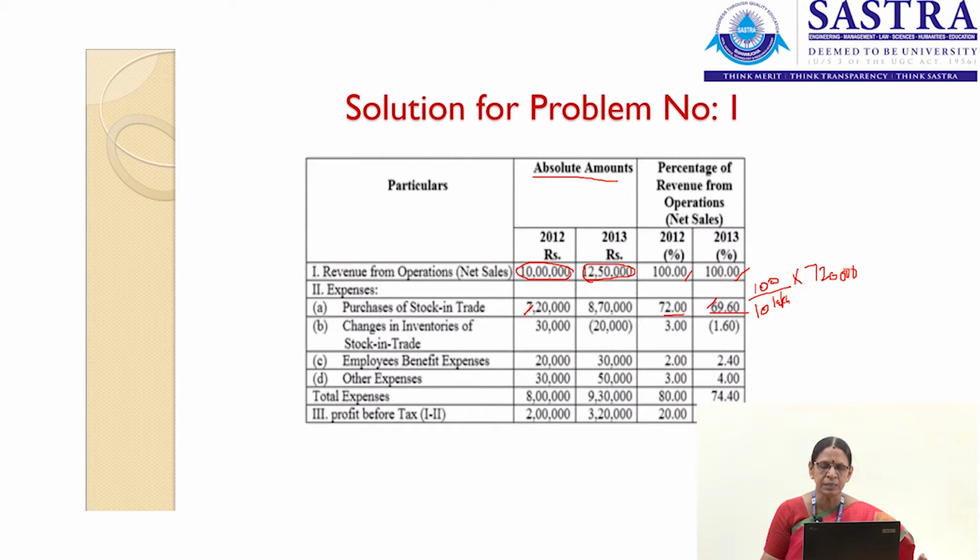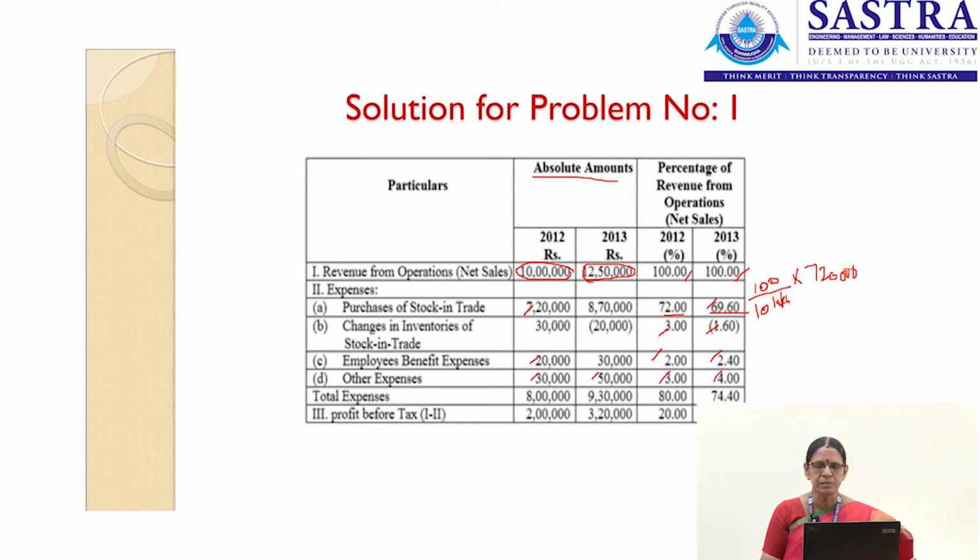The 30,000 is again converted in relation to your revenue from operations. If 100 is your 10 lakhs, what is 30,000? That is 3%. Again, when you come to 2013, it is reduction of 1.60%. Then employee benefit expenses, it is 20,000. Again, it is converted in relation to sales, we will get 2%. The same way for 2013, it is 2.40%. Other expenses, we have 30,000 for 2012, 50,000 for 2013. So this 10 lakhs is taken as 100, and what is 30,000? It is again 3% and again 4% for 2013 when we take 12,50,000 as 100.